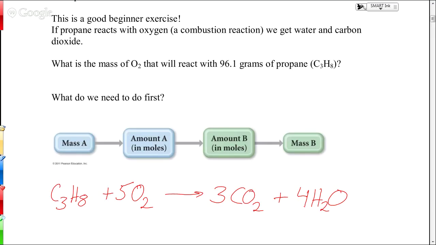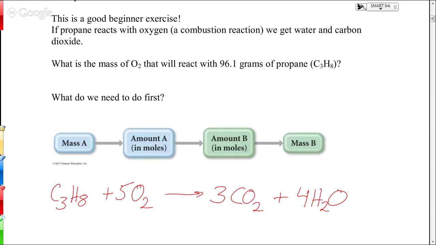But the important thing is that they have to react based on a count, not based on a mass. I didn't say a gram of propane reacts with some oxygen. I said a molecule of propane reacts with oxygen. And that's the reason we have to do this type of calculation, because the equation doesn't tell us anything about how the masses react with each other. It tells us about how the numbers react with each other. One of these reacts with 5 of these.